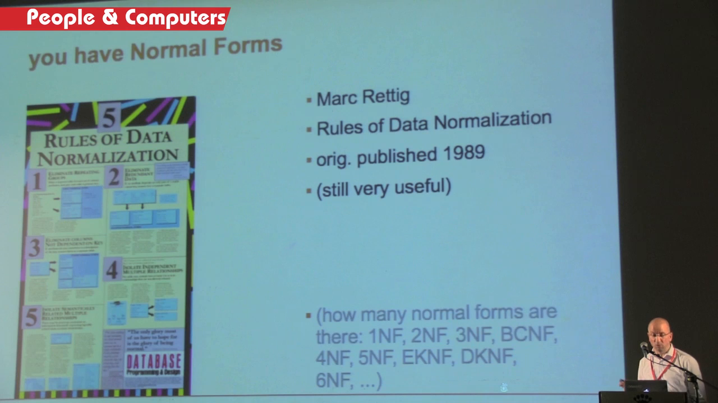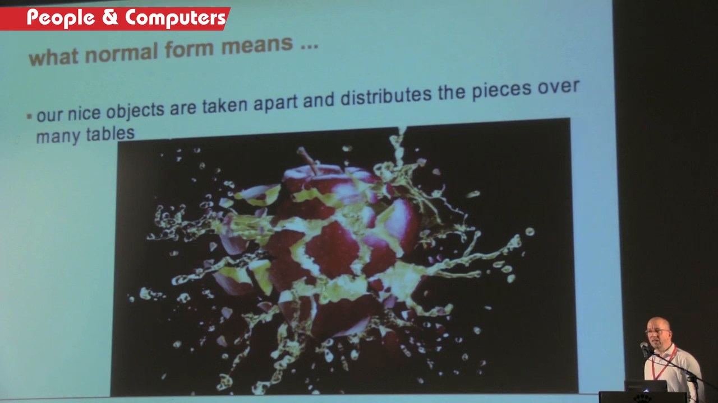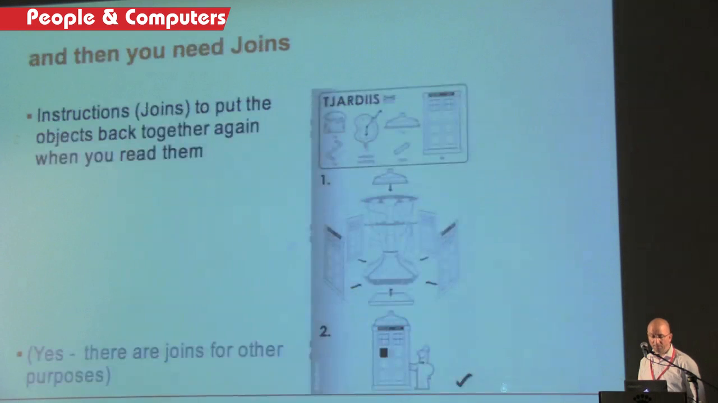But what are normal forms really? What they mean is if you have your object, your shopping cart or whatever, then you have to take it apart and distribute the pieces all over many tables in your database just to store that object, which looks nice here, but it's not so nice to put it together again. And how do you put it together again? Well, you need instructions for that, or joins, to put those things together again.